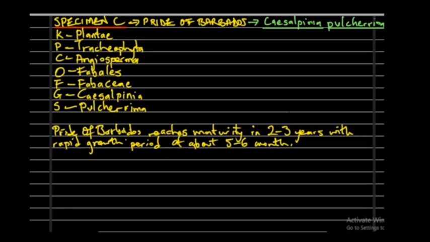Now it blooms in the last weeks of this particular month, adding vibrant colors from summer into fall. Now this particular organism reaches about 8 to 12 feet tall in 2 years. So in 2 years, it can have a height of about 8 to 12 feet.